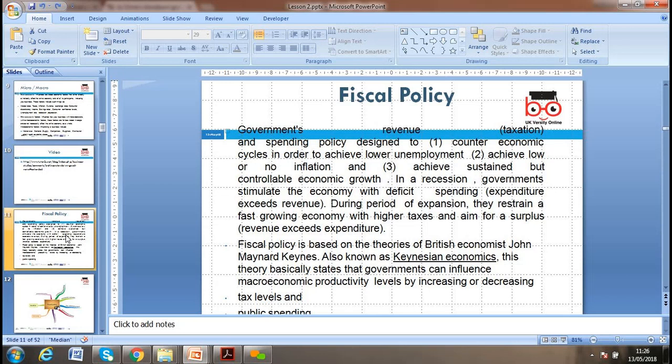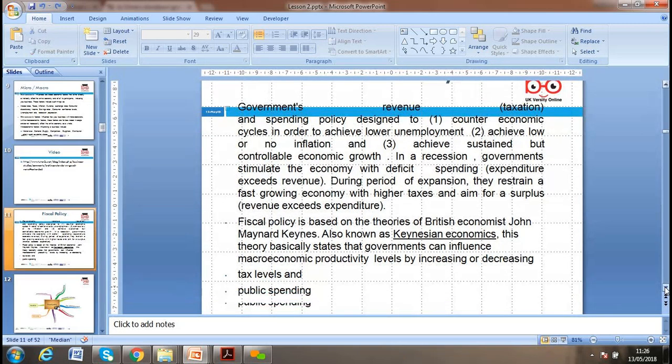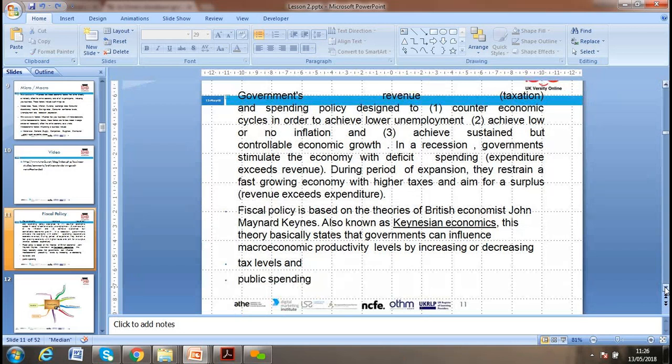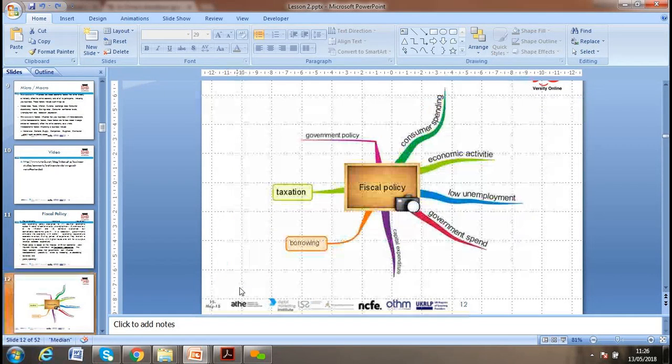One of the great scholars is Keynes, and his theory is also known as Keynesian economics. This theory basically states that government can influence the macroeconomic productivity level by increasing or decreasing the tax levels within a country and public spending. Cutting public spending will slow down the economy, which is happening in the UK now, to cover the deficit. But Labour have a different view from other political parties in the UK. So we need to look around these, as they have consequences.